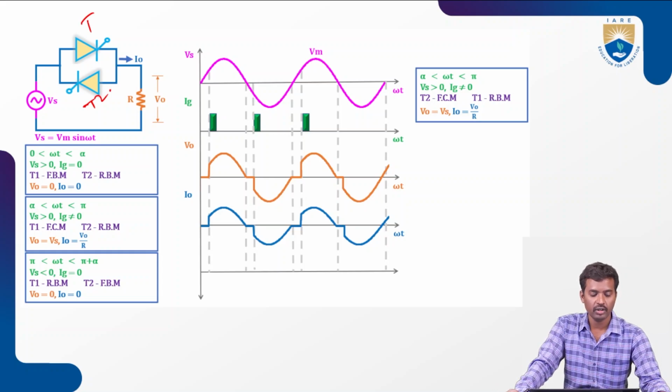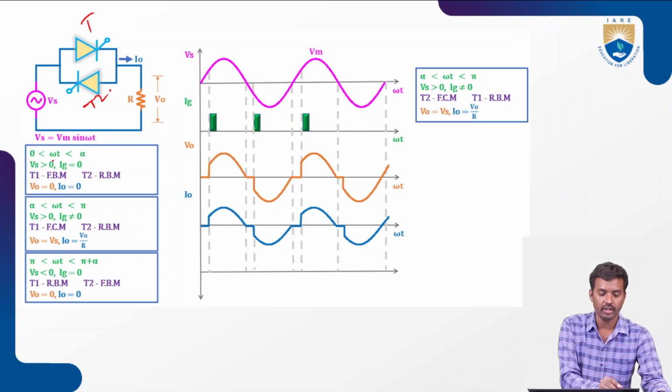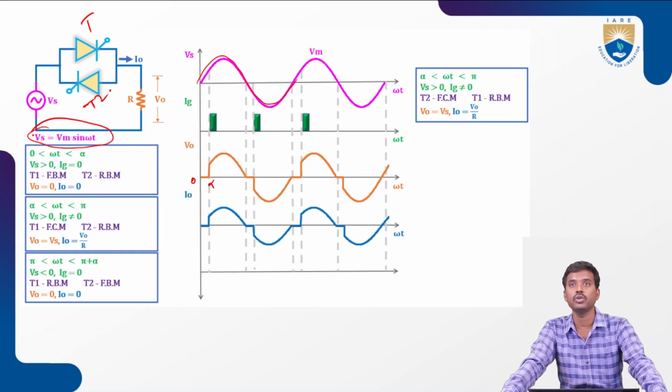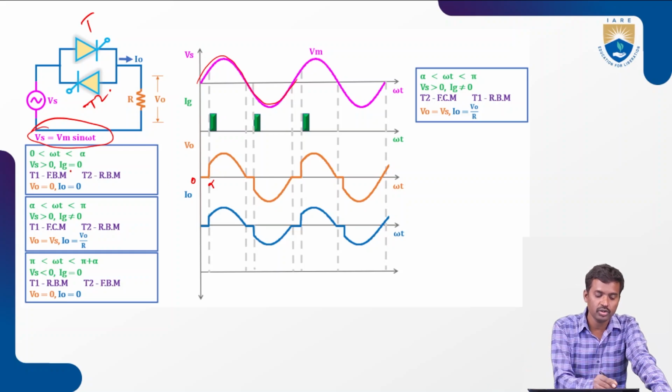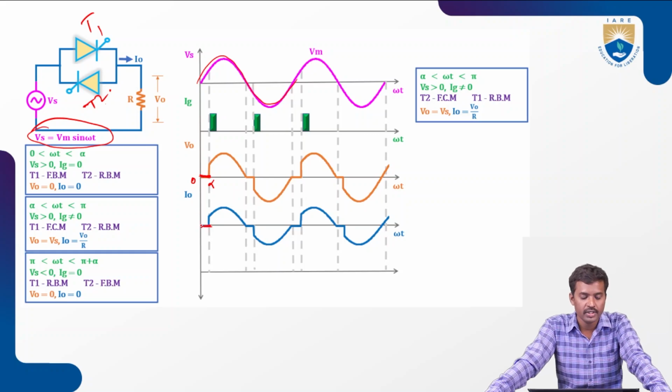In the first interval, 0 to alpha, this is the complete sine wave. I am giving the supply voltage Vs equals Vm sin omega t. The supply voltage is triggered at alpha. So from 0 to alpha, T1 and T2: T2 is in reverse blocking mode and T1 is in forward blocking mode, so both are in off condition. So output voltage is 0 and output current is also 0.